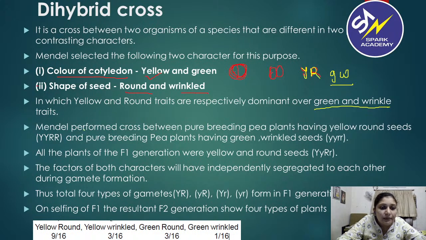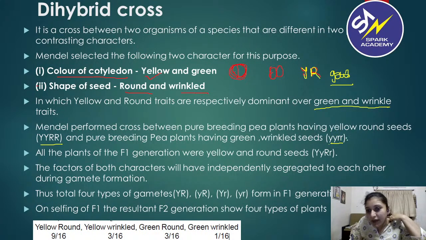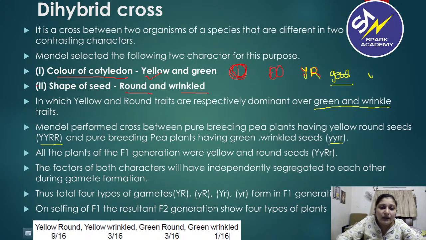So Mendel performed a cross between the pure breeding pea plant having yellow round seeds, that is YYRR, and the pure breeding pea plant having the recessive traits, that is yyrr. Green and wrinkled is not written out here, it is written as yyrr. We are only naming these as Y and R for dominant and y and r in small case for recessive. Okay.